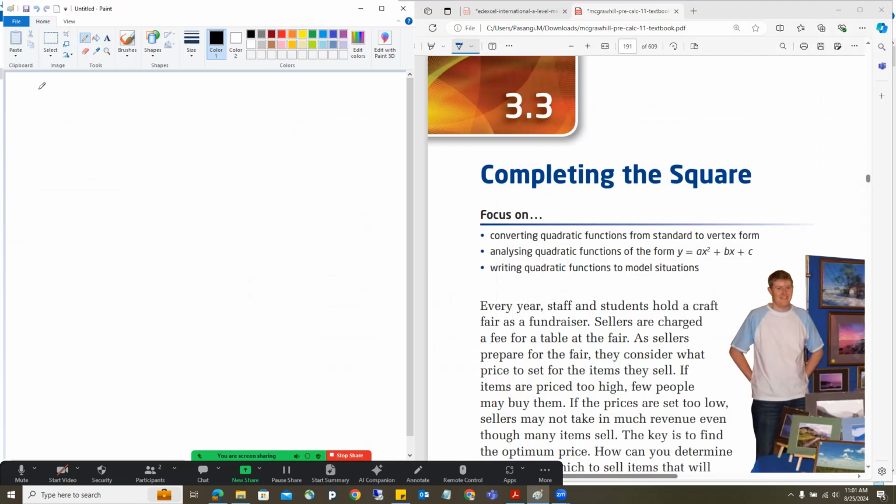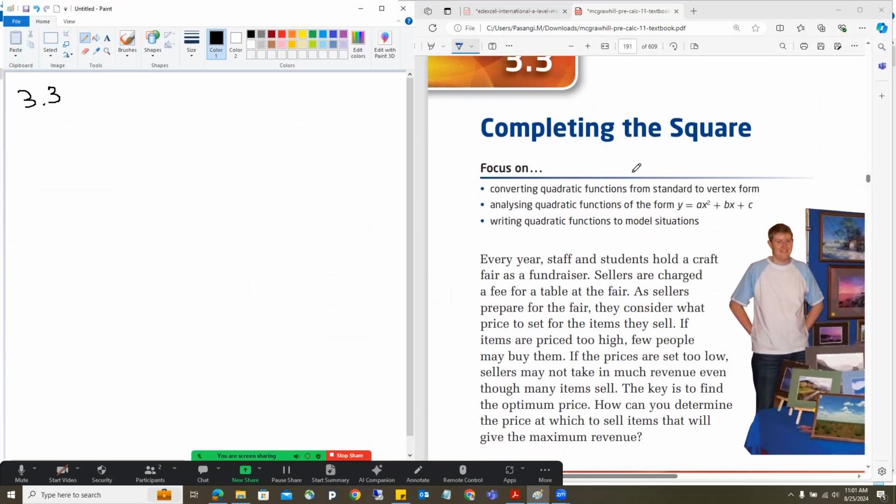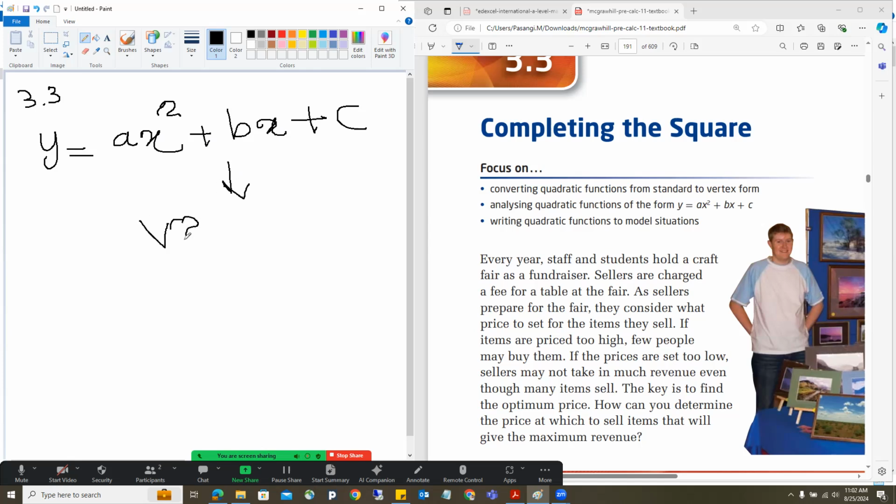Now the third one would be 3.3.1, that is completing the squares. So what do we have? As they have already said, we will be focusing on converting a quadratic function from standard to vertex form. If the quadratic function is given in standard form, which means we have the quadratic equation like this: ax squared plus bx plus c, now we are going to convert it into vertex form.